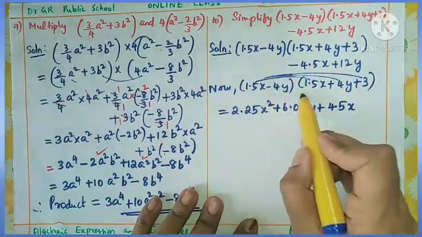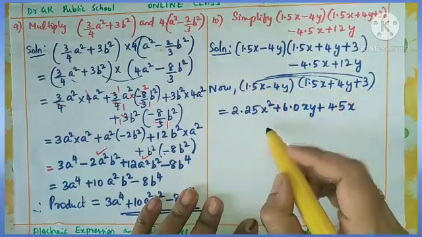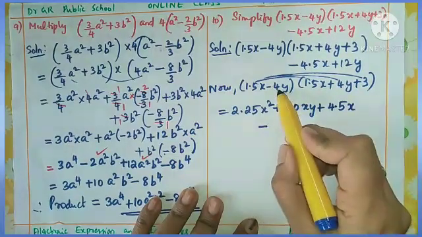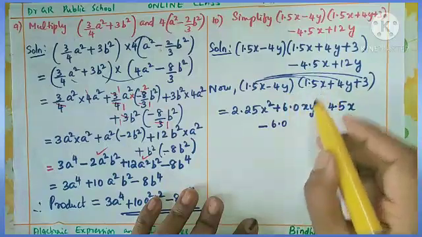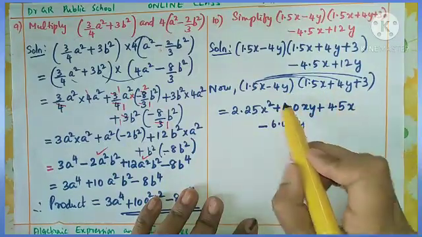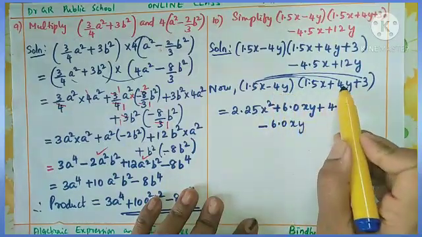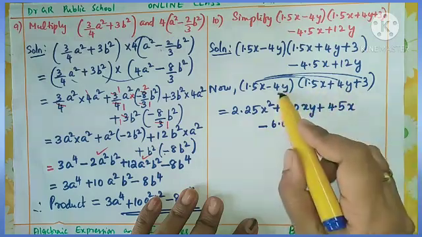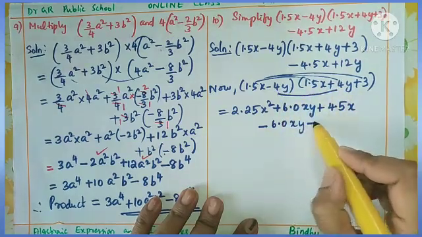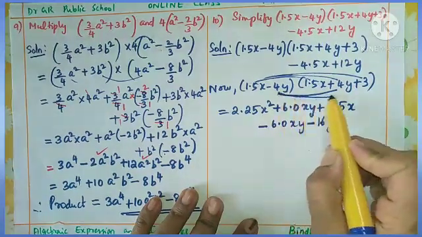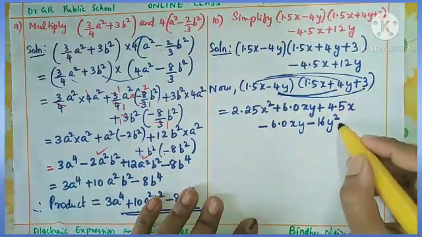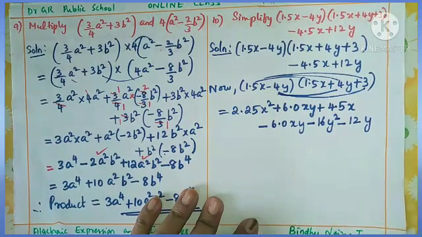Now the second term and these 3 terms. So minus 4 into 1.5, again 6.0. y into x is xy. Then minus 4 into plus 4, second term, this one. So minus 4 into 4, 16 y square. Then minus 4y into the last term, that is minus 12y.